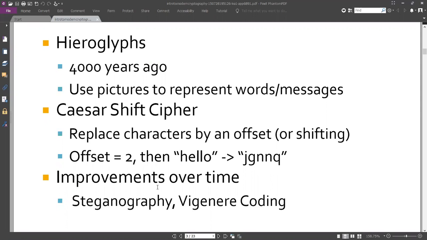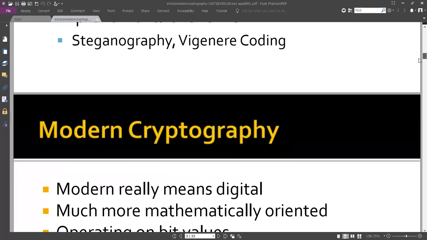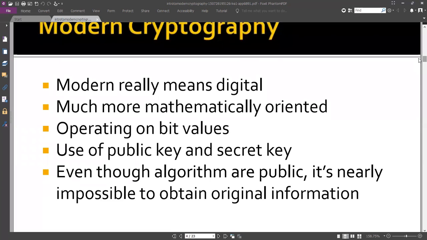So with improvement over time, we had steganography and encoding. And then we have modern cryptography. What we talked about yesterday was modern cryptography. It really means digital, and it's much more mathematically oriented, and it uses bits. As I have said, computers represent data in the form of bits and binary codes.